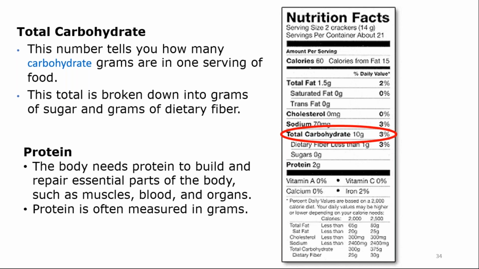So total carbohydrate tells you how much carbohydrate you're getting in one serving of the food. Protein is required for body repair and building. So it is required for muscles, blood, and organs, and it is always given in grams. As I said, carbohydrate, protein, and fats will always be expressed in grams because we are having more of them.